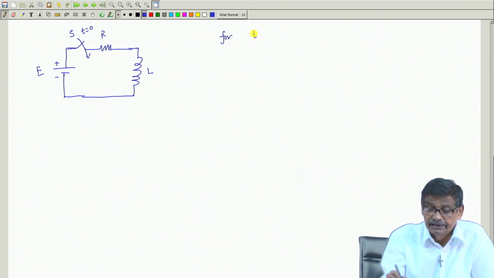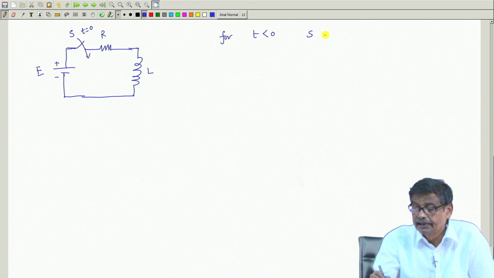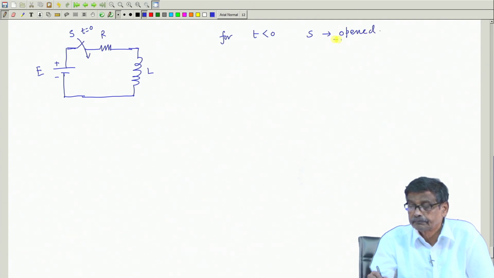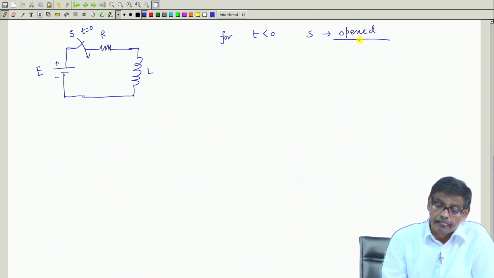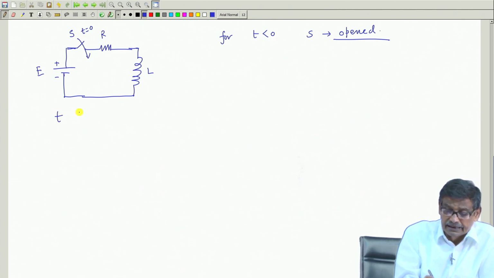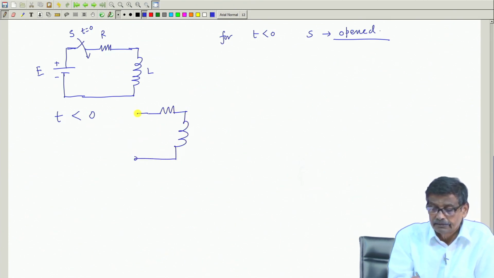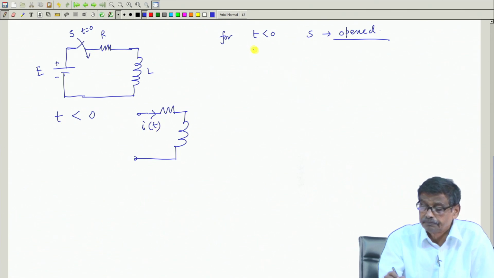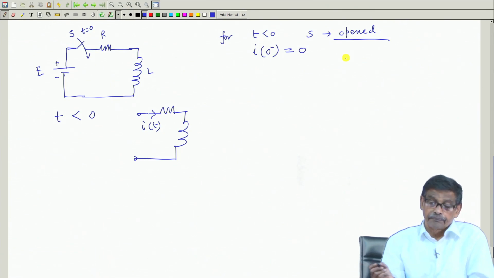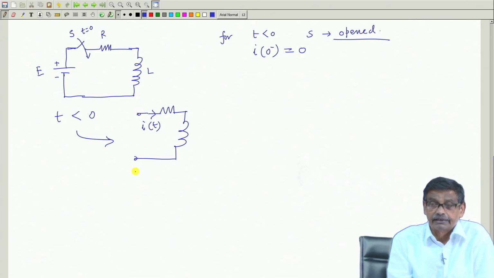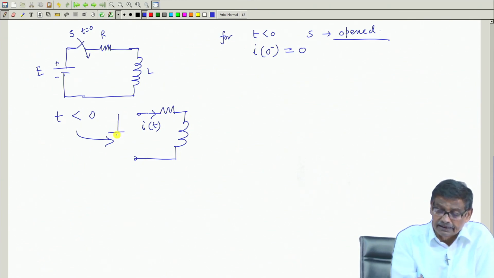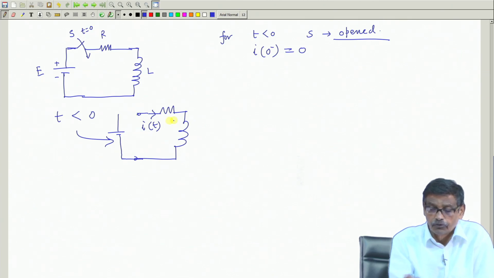For t less than 0, S was open. Since S was open, I draw the circuit at t less than 0 just like this, R and L, with nothing connected. Therefore, the current here for t less than 0 must have been 0. So, I(0 minus) is 0. The battery was connected this way, but no current can flow, as there is no closed path.